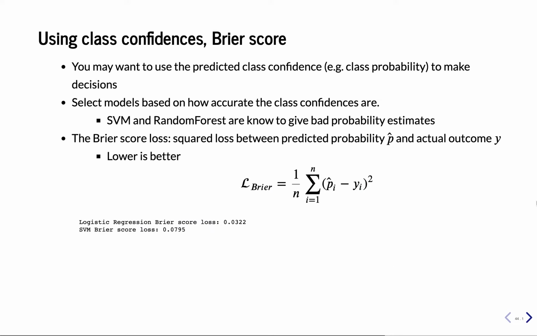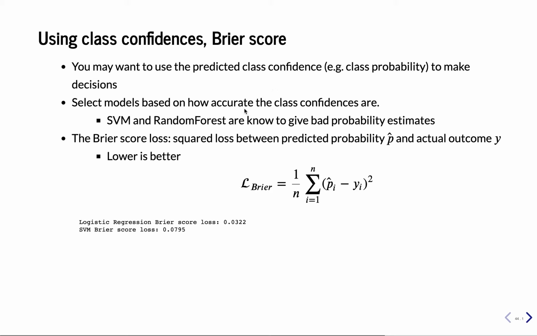Now, in some applications, you may actually want to use the class confidences. Say that you have a self-driving car and it makes predictions with certain probabilities, like a certain probability it saw something or not. You may actually want to make decisions on that. If it's a high probability, you do one action. If it's a low probability, you do another action. So this means that we need to trust the confidences that the model returns. And it turns out we can't always do that.